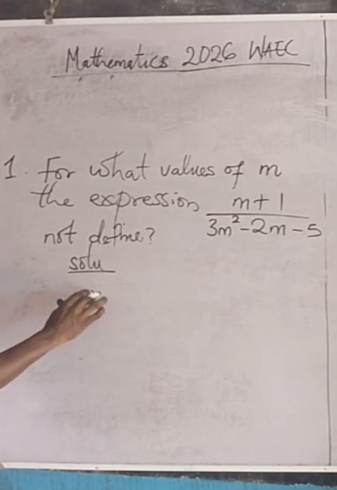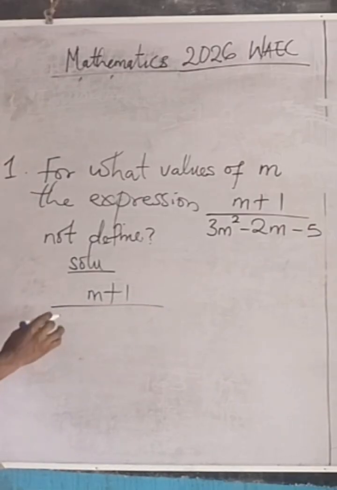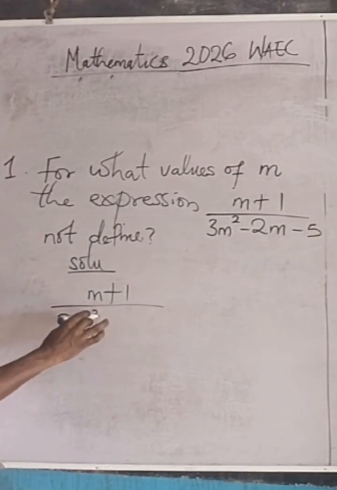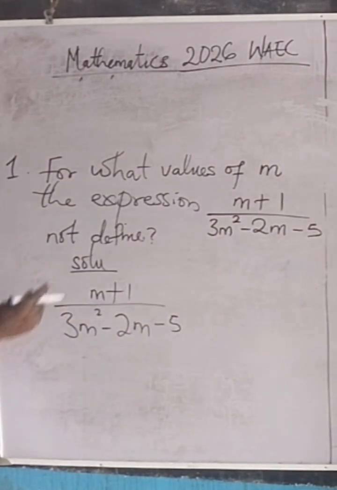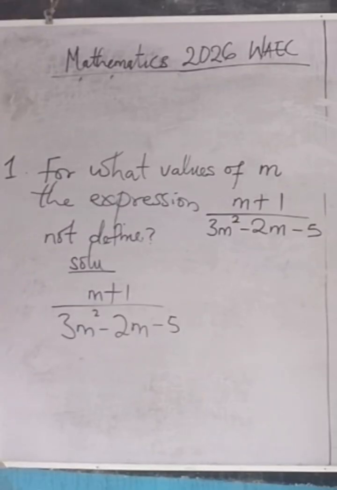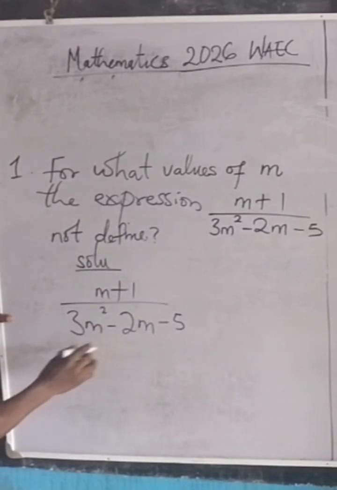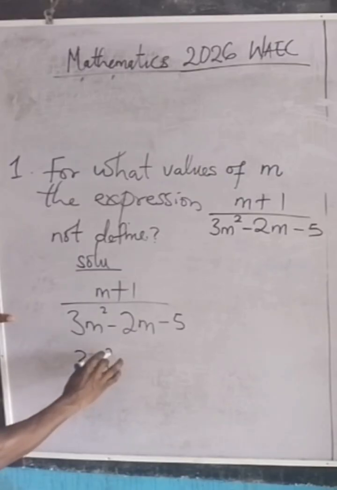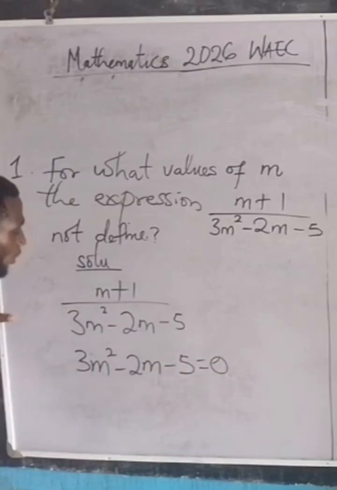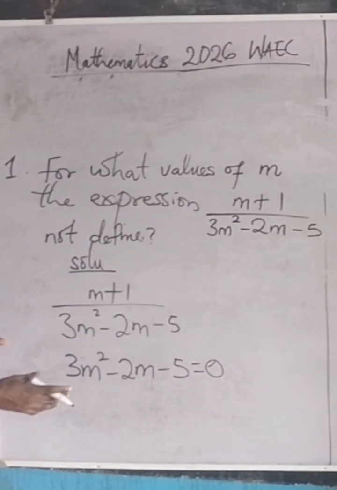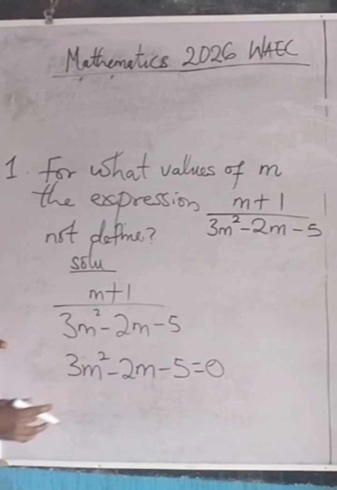Solution: we have (m + 1) over (3m² - 2m - 5). Now, for what value of m is this not defined? Like I said, we are going to equate the denominator of this fraction to 0, and the denominator we have here is 3m² - 2m - 5 = 0. So we are going to simplify this using any of the methods of solving quadratic equations.